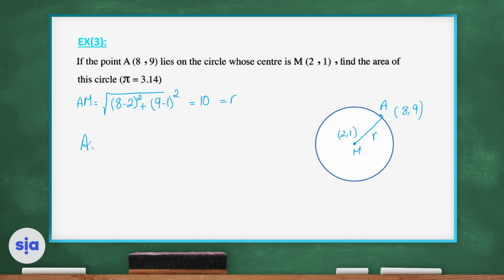So to find the area of the circle, it equals pi r squared. The question told us that pi is 3.14 times the radius squared. So if you calculate this, the answer will be 314 unit squared.